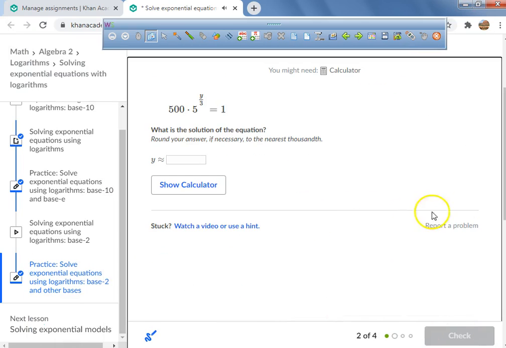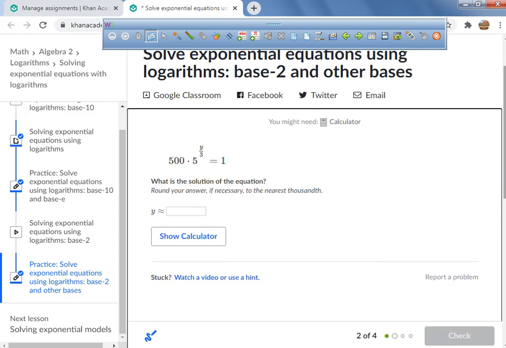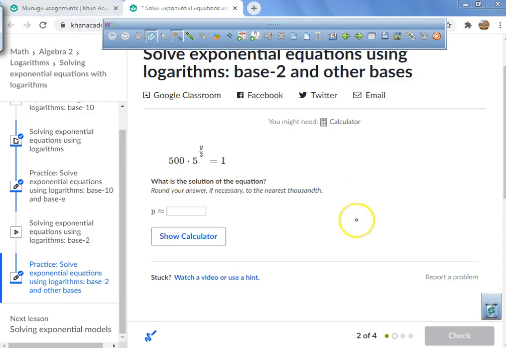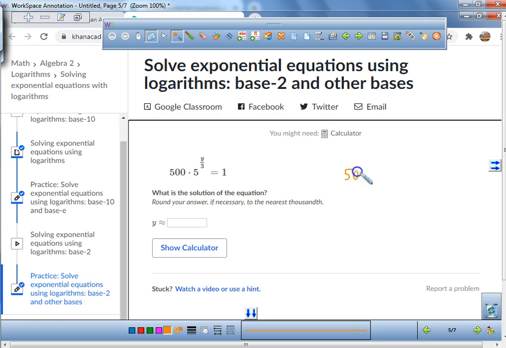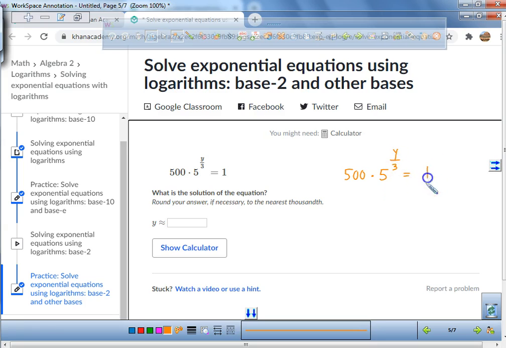All right, let's do one more. Oh, this is going to be a ridiculous answer. So here we go. First step, I'm going to write it down. 500 times 5 to the power of y over 3 equals 1. I've got to divide both sides by 500. I get 5 to the power of y over 3 equals 1 over 500.